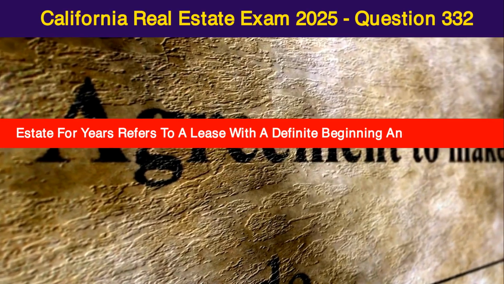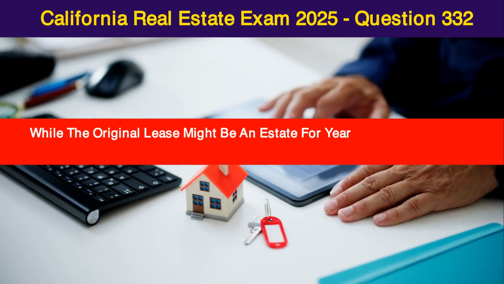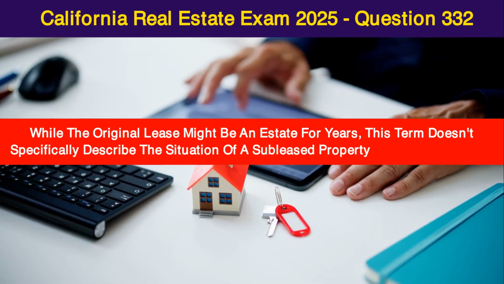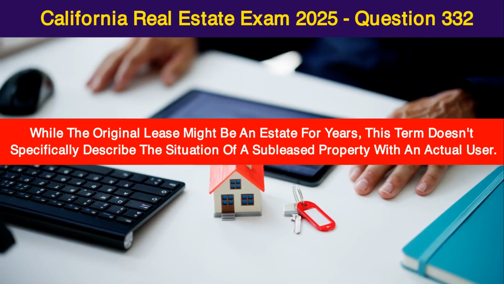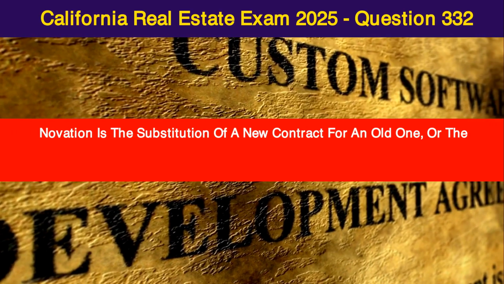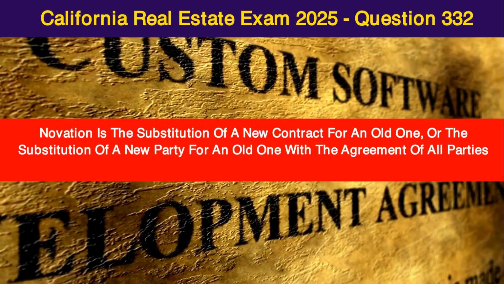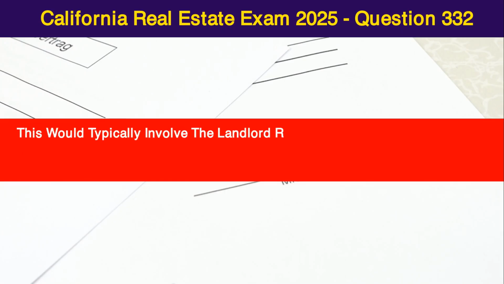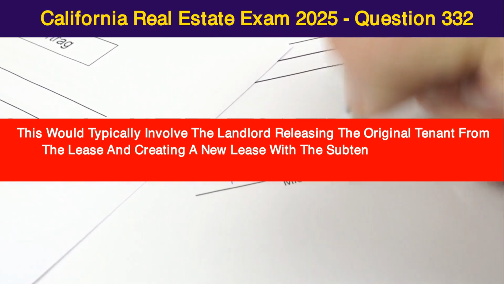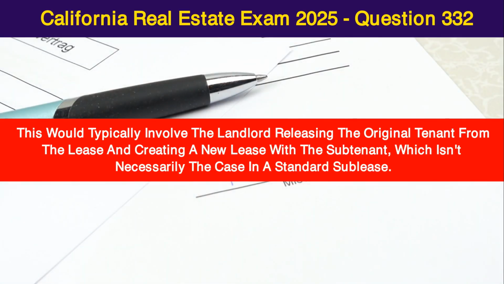Estate for years refers to a lease with a definite beginning and ending date. While the original lease might be an estate for years, this term doesn't specifically describe the situation of a subleased property with an actual user. Novation is the substitution of a new contract for an old one, or the substitution of a new party for an old one with the agreement of all parties involved. This would typically involve the landlord releasing the original tenant from the lease and creating a new lease with the subtenant, which isn't necessarily the case in a standard sublease.